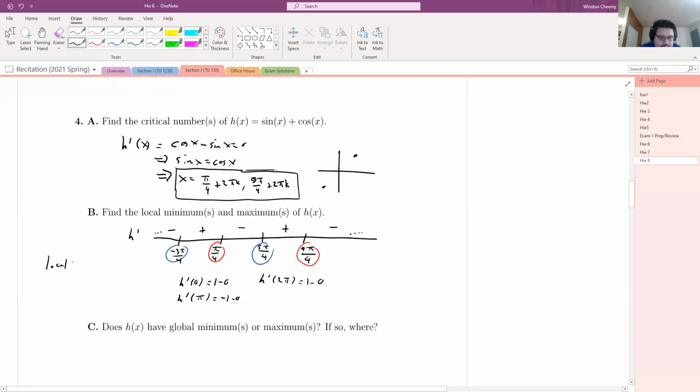So local mins, local maxes. Let's see, the mins are which ones? The 5 pi over 4 plus 2 pi k, and the local maxes are where x is pi over 4 plus 2 pi k. Did I label this wrong? Oh, hold on a sec. Let me just.